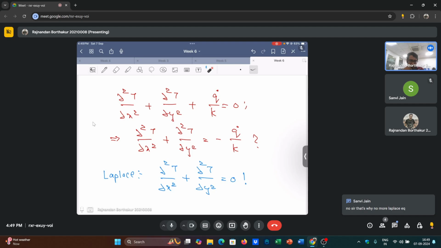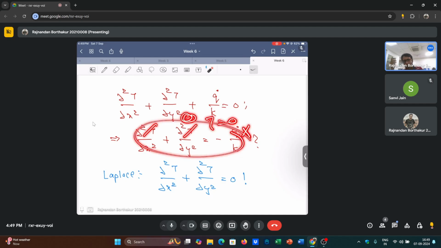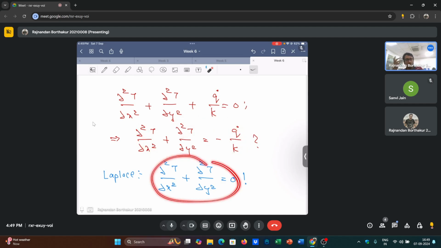No, sir, that's why it is no more a Laplace equation. Yes, exactly. So the very nature of this equation, which makes it non-homogeneous, is the inclusion of this volumetric heat generation term. Which means T equal to 0 is not a trivial solution of this. However, T equal to 0 was a trivial solution of the Laplace equation. So even though this is linear, this equation is non-homogeneous.